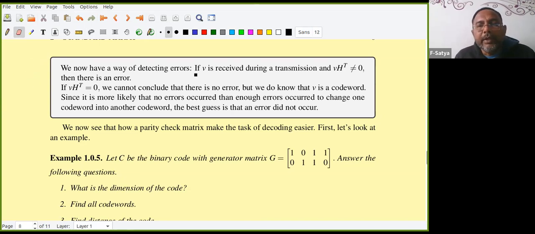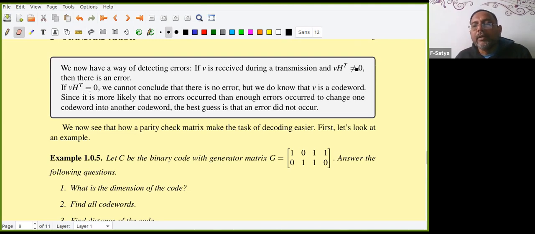So we know that if I send a code word and multiply it with H, I'll get 0, right? It is a null space. If it is not equal to 0, it means there is an error. So if V times H transpose is equal to 0, we cannot conclude that there is no error. Okay, but we can know that V is a code word. Why can we not conclude there is no error? Because one code word can become another code word, right? Then I cannot distinguish.